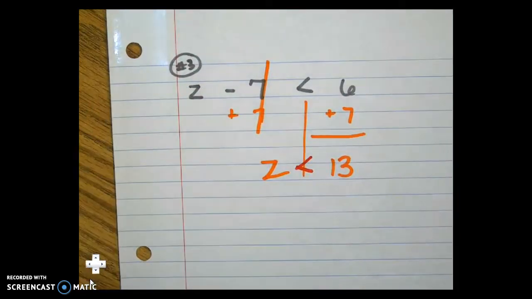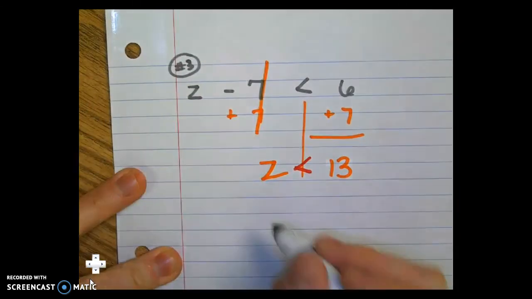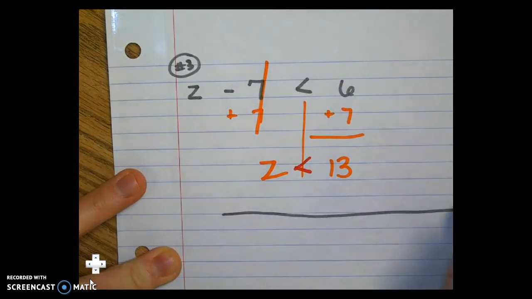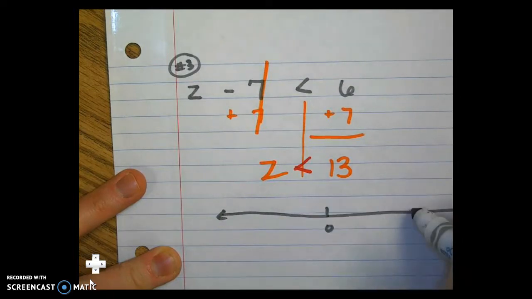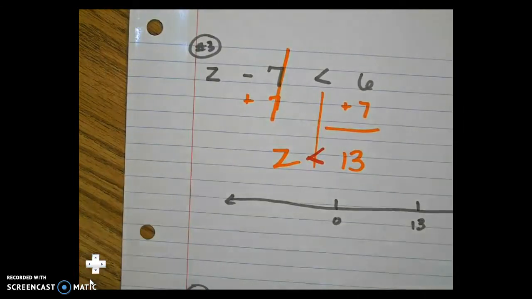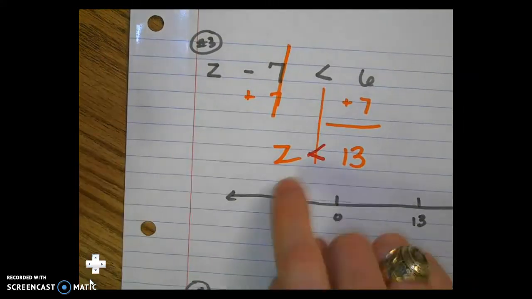Now, as you graph this on the number line, that should be the easy part. I understand that graphing it might be a little difficult. So find the 0 on the number line. That's a positive 13. Doesn't matter where you put it as long as you put it on the positive side. Now, z has to be less than 13. You're going to eat the z.